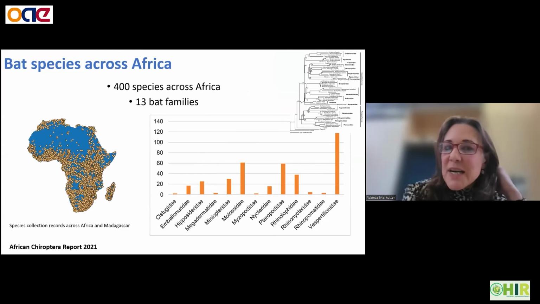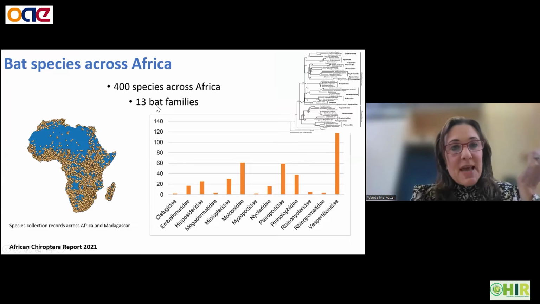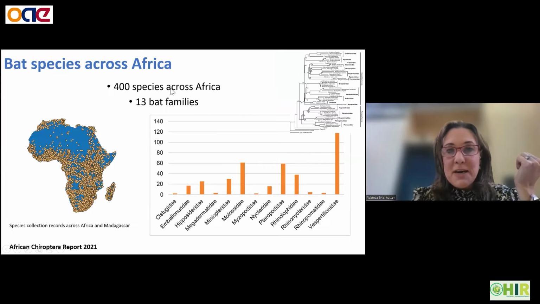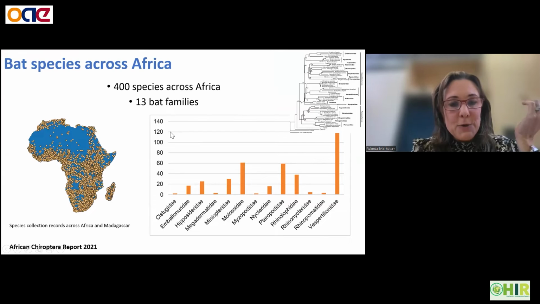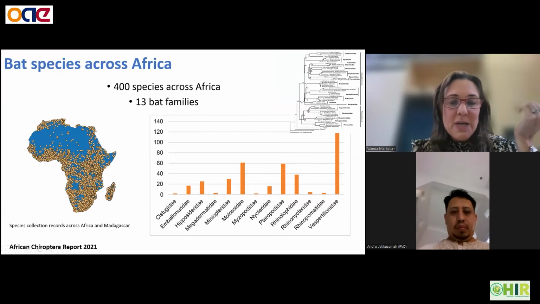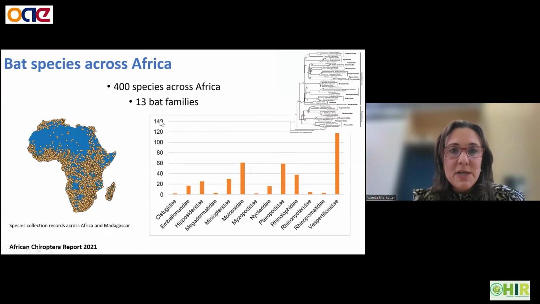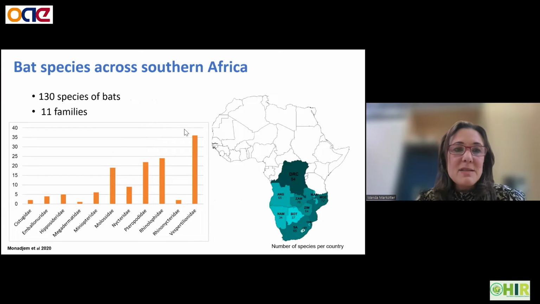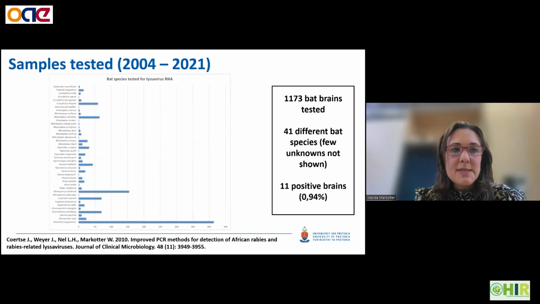So getting into more of the research, if we deal with Africa, for instance, we have a large diversity of bat species, which include fruit eating as well as insectivorous. We don't have vampire bats on the African continent. And if we come down to Southern Africa, we're getting to about 130 species of bats, so high diversity. So we really need to understand species diversity. We need to understand the ecology if we want to look at risk of bat diseases, including rabies-related lyssaviruses.